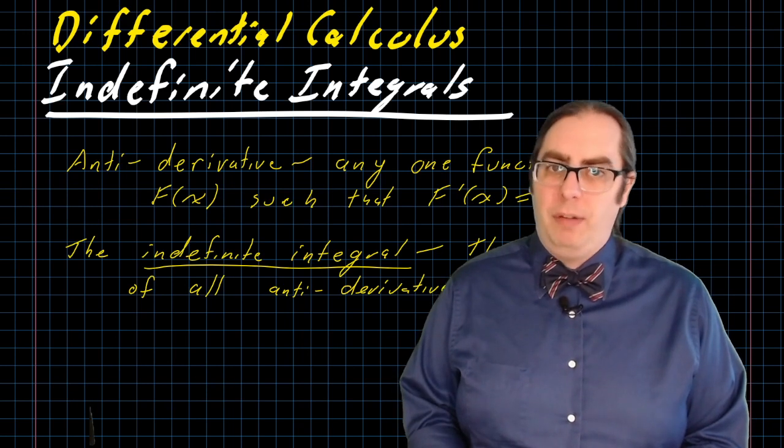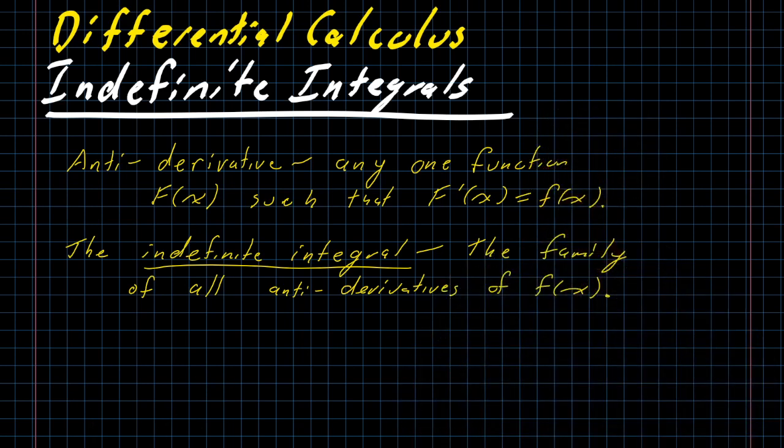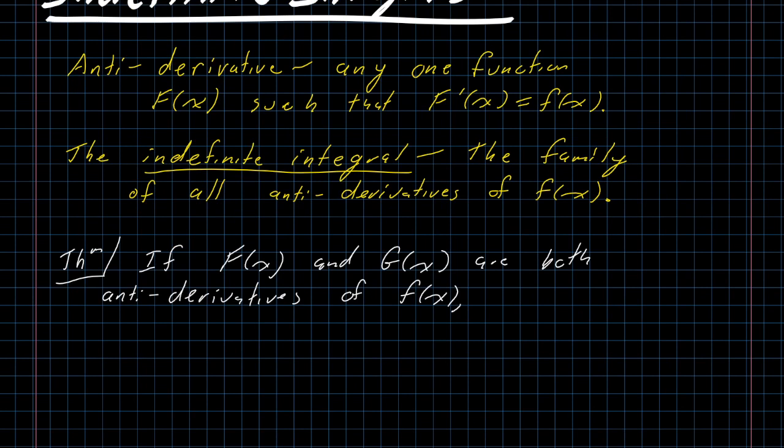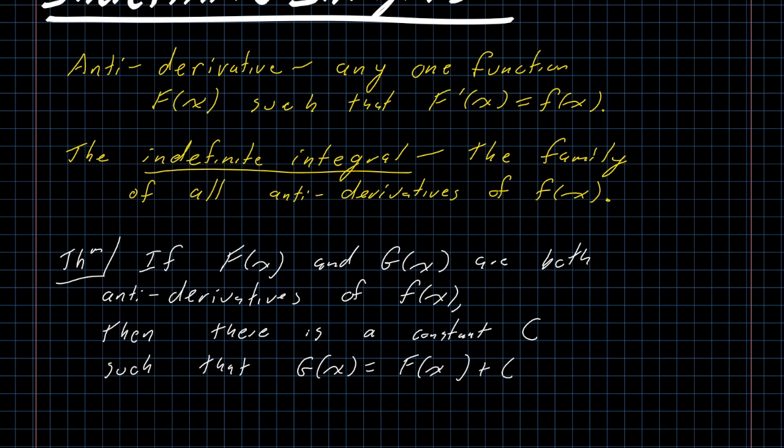I'm not going to get into the proof of this theorem, but we do have a nice theorem on that front, which tells us that if big F of x and big G of x are both antiderivatives of little f of x, then there is a constant, which we generally denote using a capital C, such that G of x is equal to big F of x plus C.